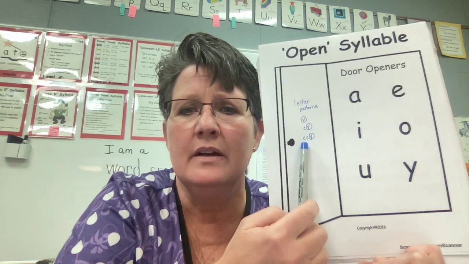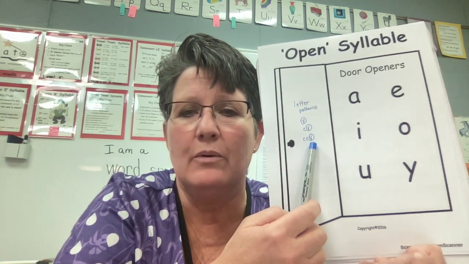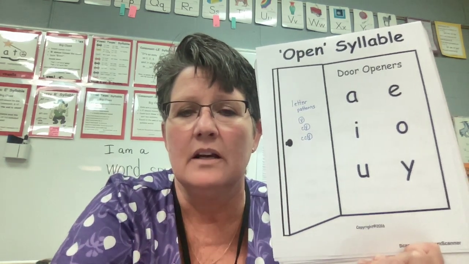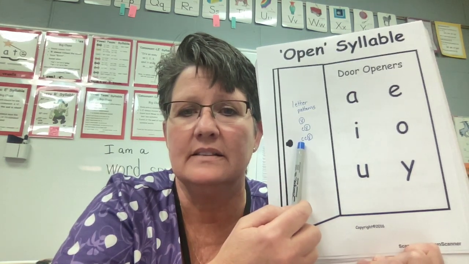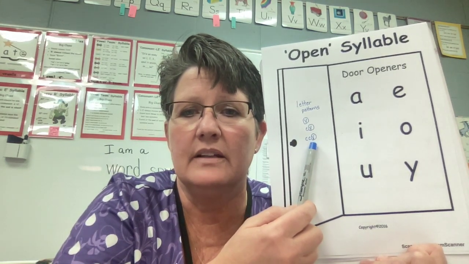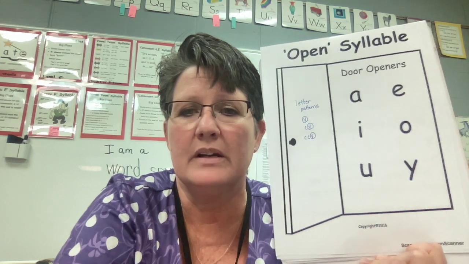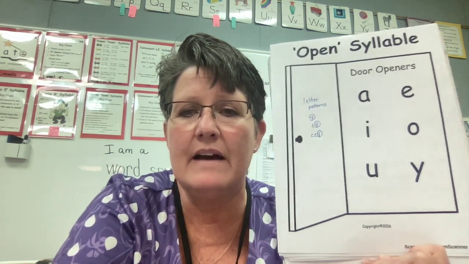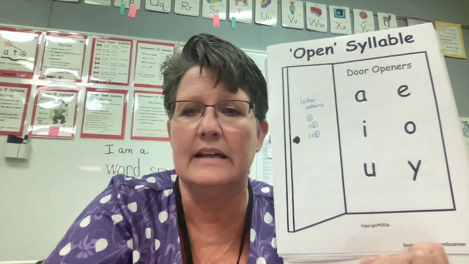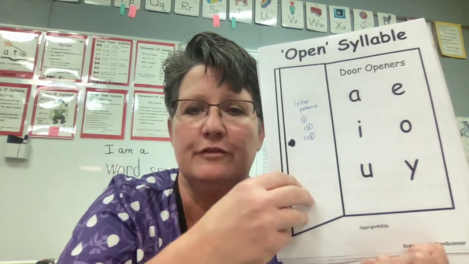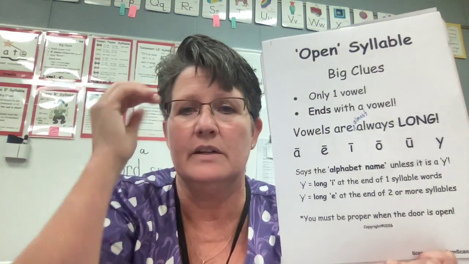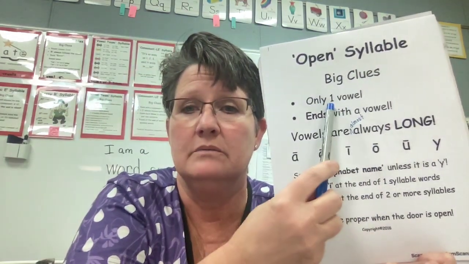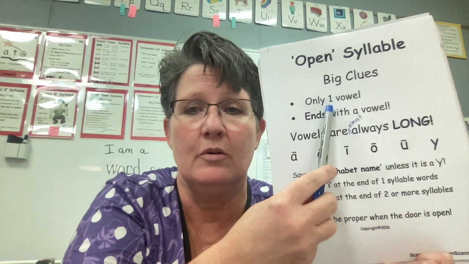And the other one is a consonant-consonant-vowel. An example of this would be the word she. So we have the S, we have the H, and then we have the E, and the word would be she. Notice again that the vowel is open and it is saying its name. The door is open, so it's free to say its name. Some big clues for this one is there's only one vowel, only one, can't be more than that.